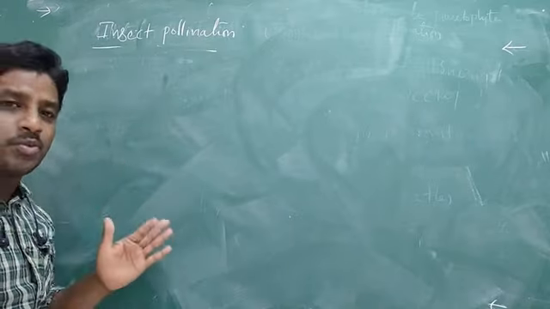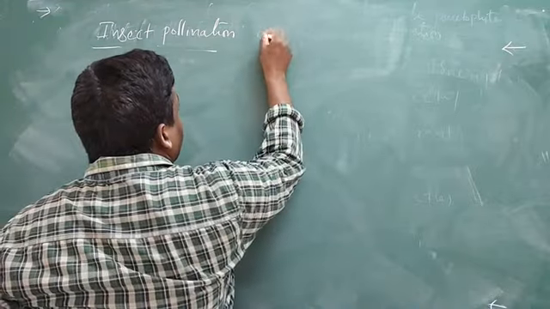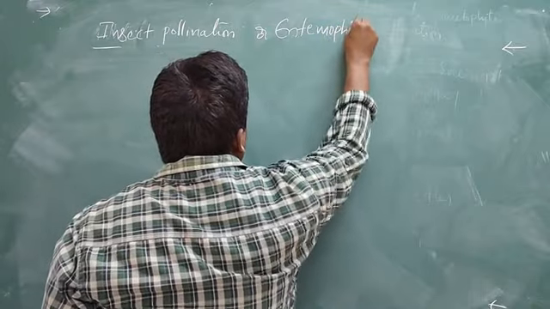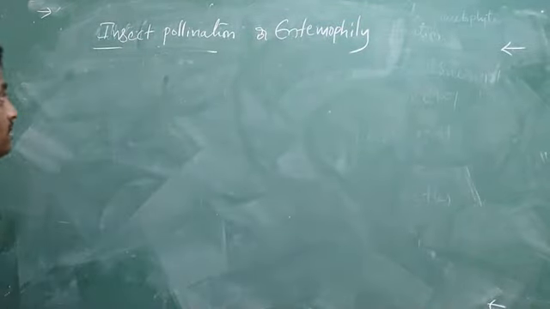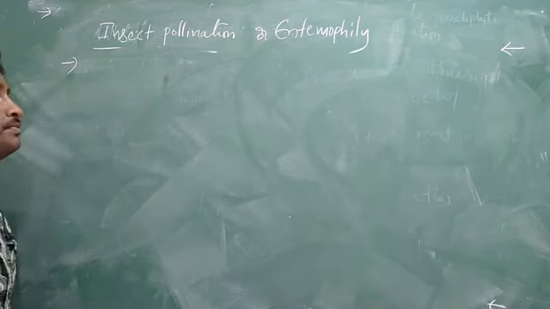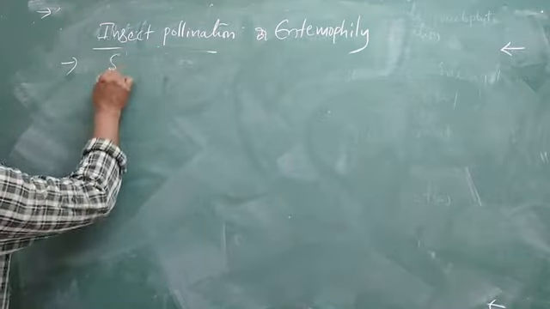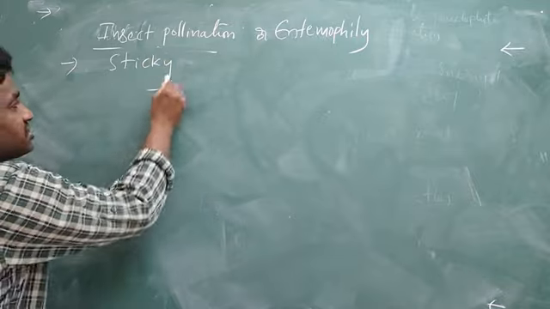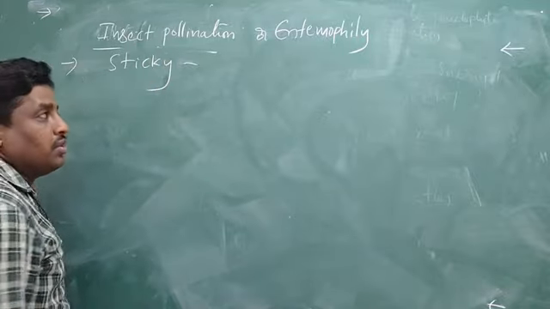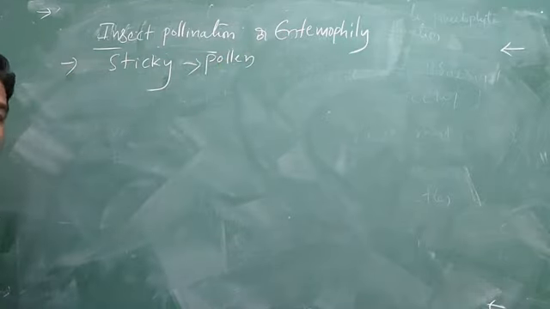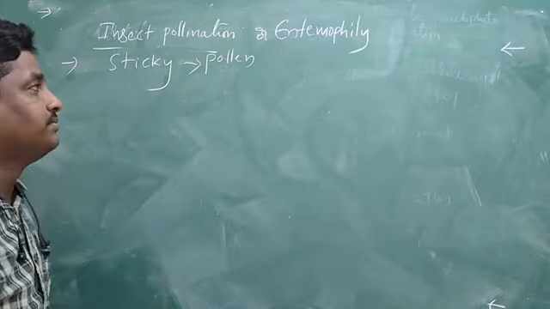We call insect pollination entomophily. Next, in the insect pollinated flowers, their pollen grains are sticky in nature. Okay, in the insect pollinated flowers, the pollen grains are sticky in nature.